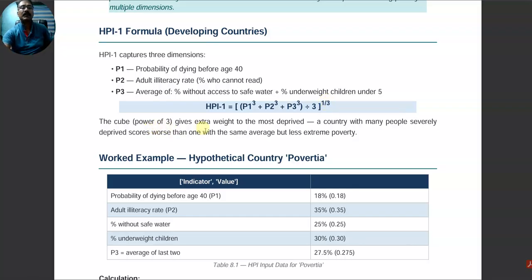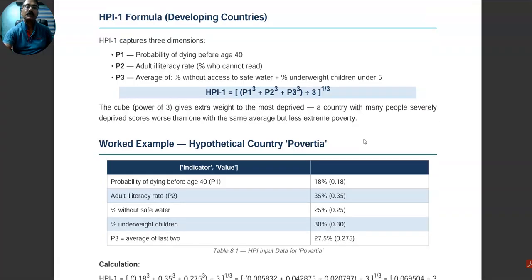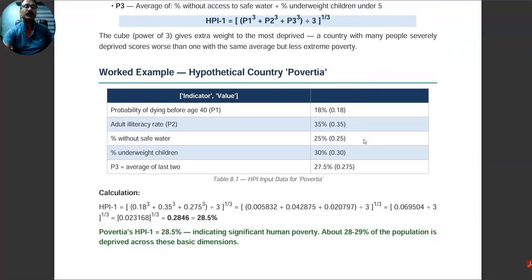The cube, that is power 3, gives extra weight to the most deprived. A country with many people severely deprived scores worse than one with the same average but less extreme poverty. Hypothetical example of one country.